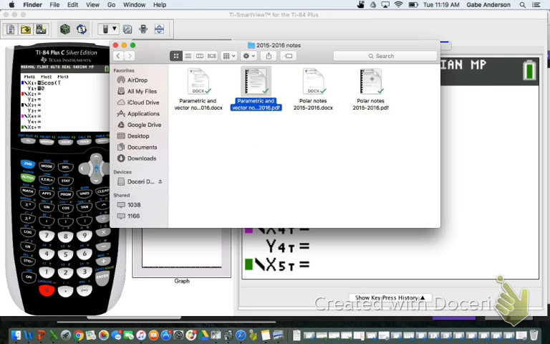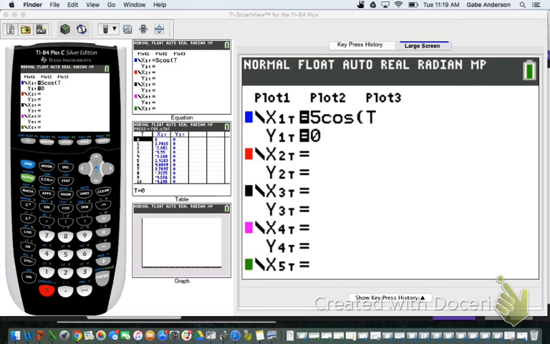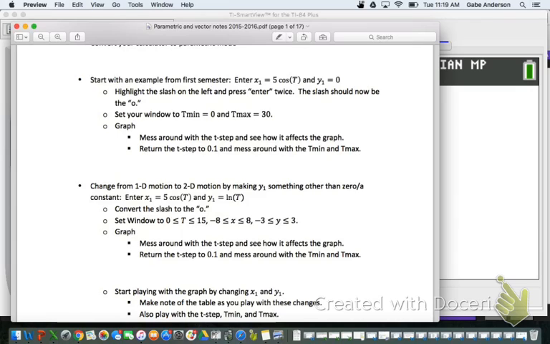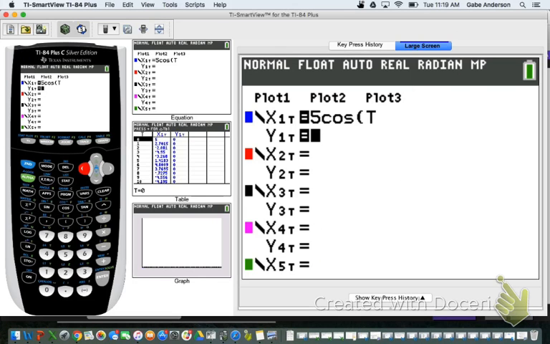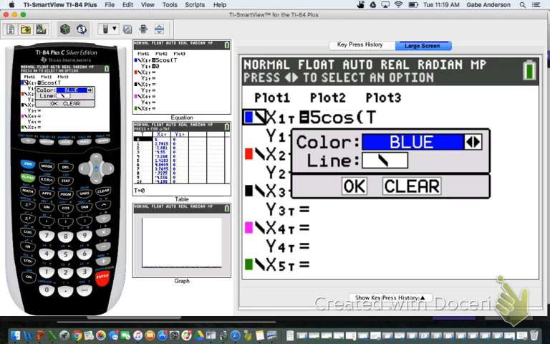But I think there's one more thing it says here. It says highlight the slash on the left and press enter twice. The slash should now be the little open circle. So we're going to do that. Go over here to the left. Do you see the slash there? For me, it's blinking now. Oh, no, it's not enter twice. It's something different. Go down and then go over twice. There we go. Now it's just a little circle.